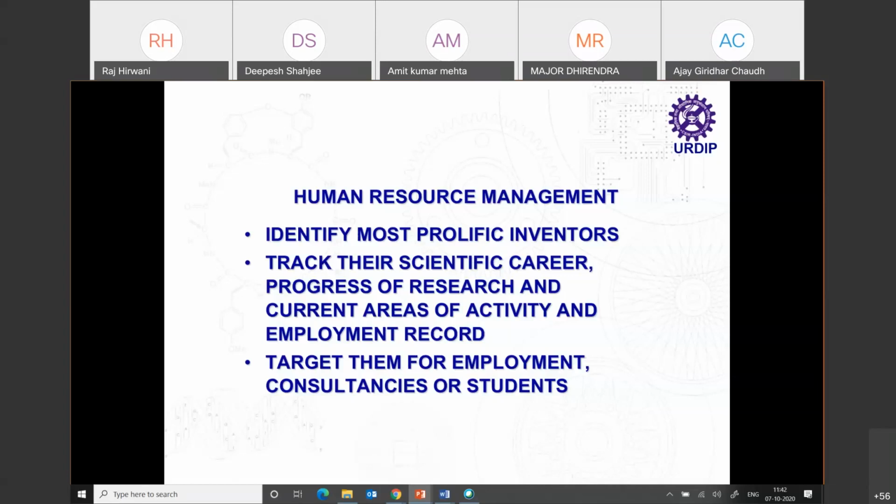Basic objective is to target them for employment. Academic researchers in academic institutions or in a research institute, hire them as a consultant.